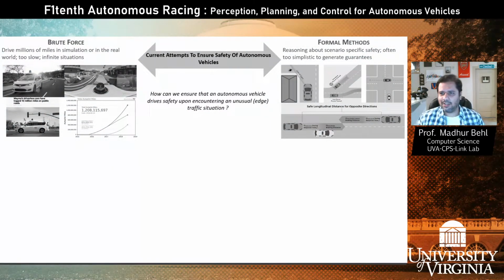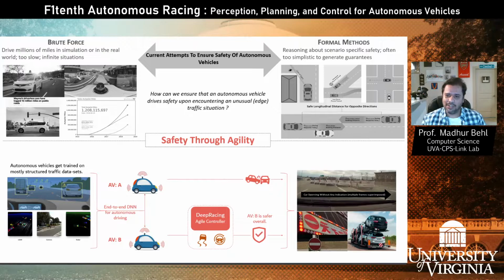So very quickly, the idea that we have been investigating in our own research is what is called safety through agility. And in a nutshell, the idea is that if you have two vehicles which are exactly the same, then the one which is more agile is technically safer. It can deal with these edge cases and dynamic situations much better. So the question becomes, how do you make these vehicles agile?